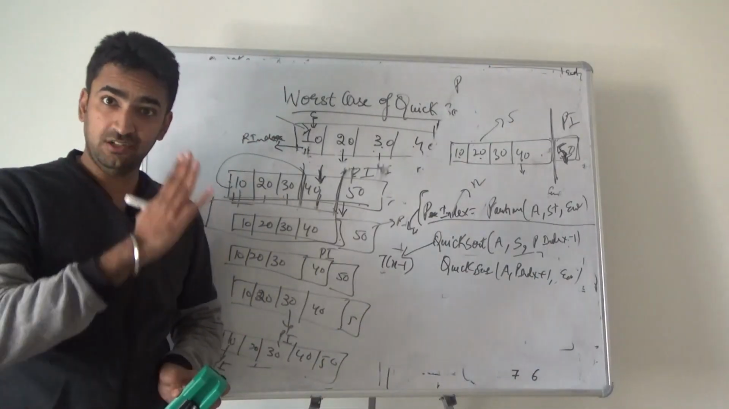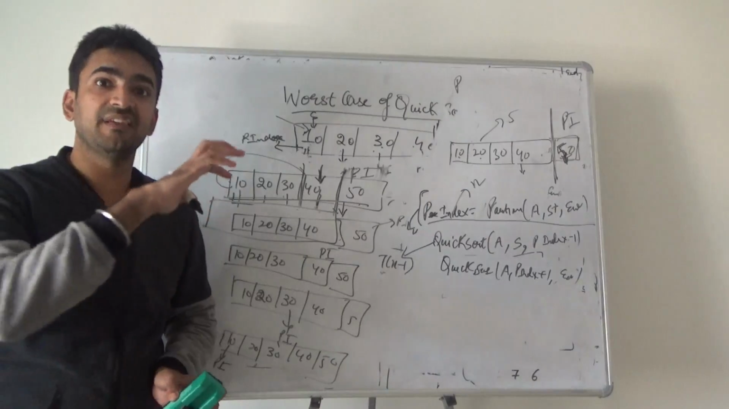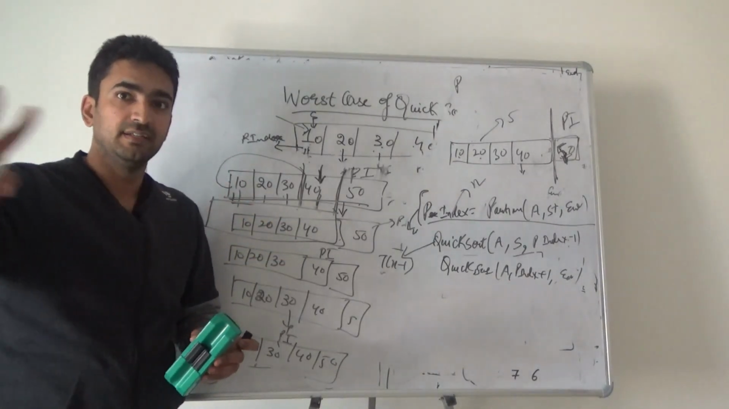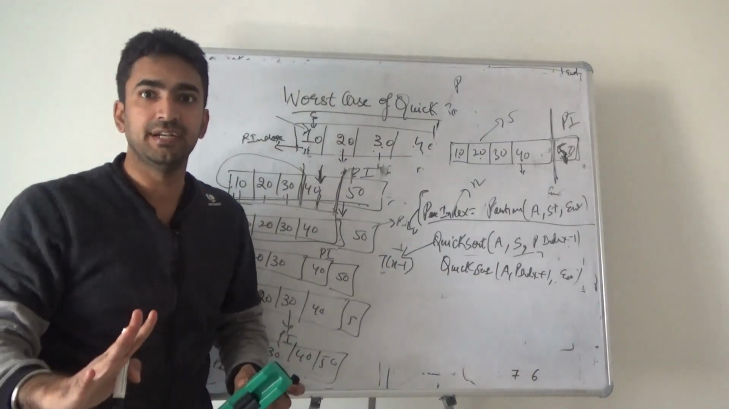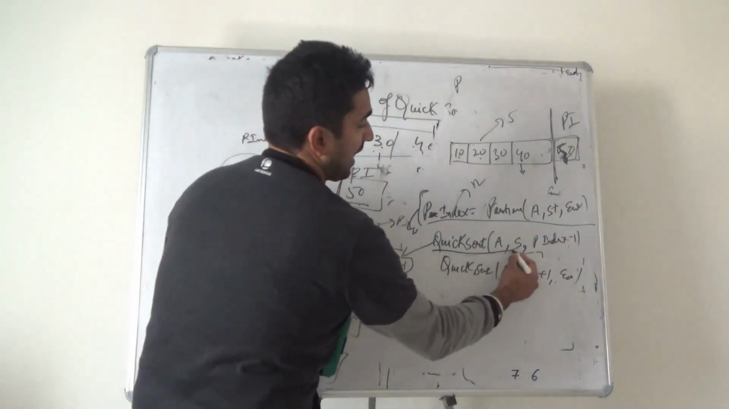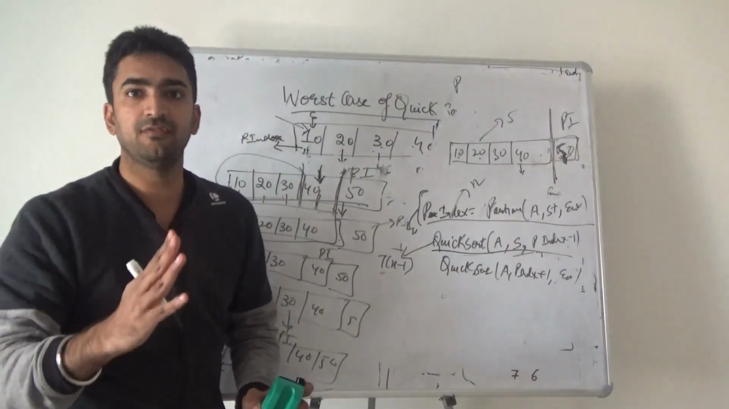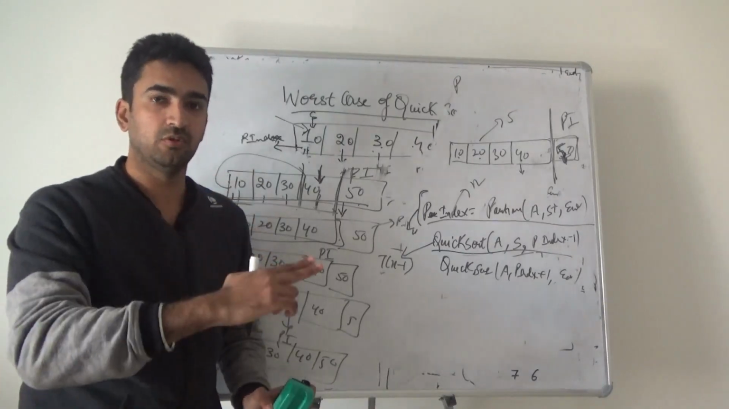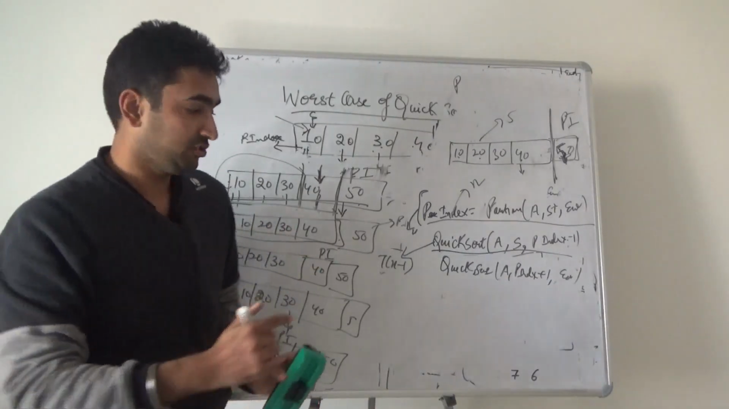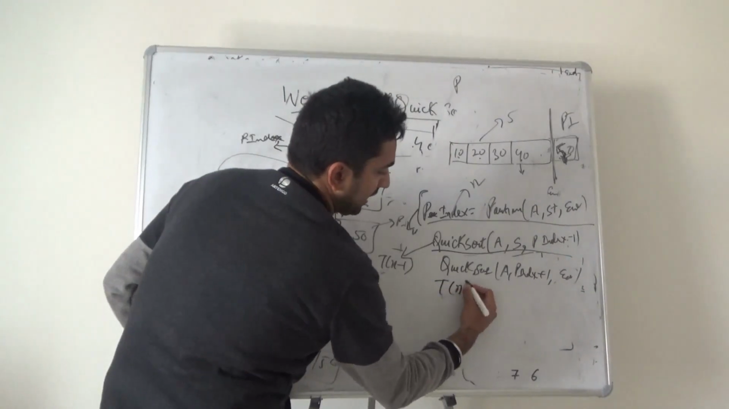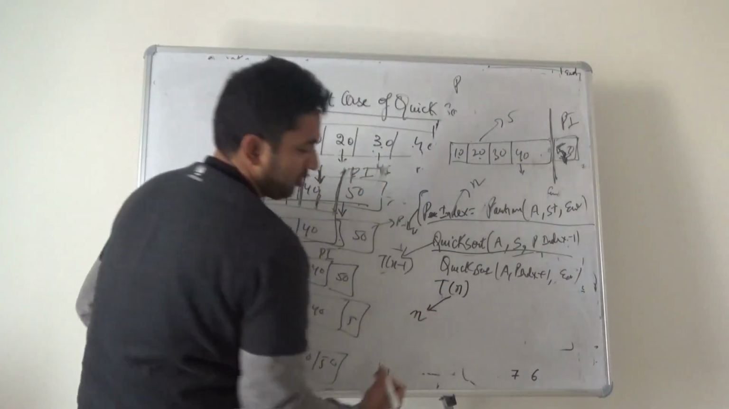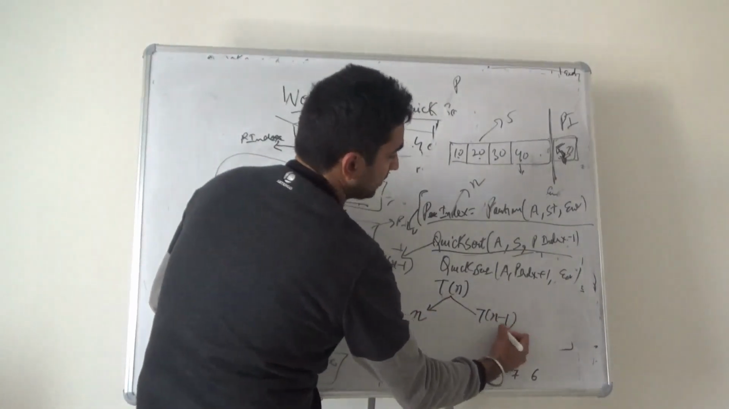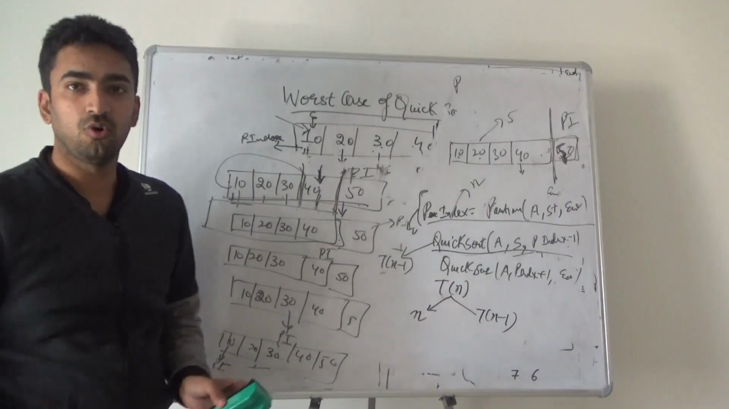Why? Because 10, 20, 30, 40 were on one side and 50 was on another side. So it wasn't getting divided. It has the elements 10, 20, 30, 40, and then we have to work for 10 to 40. Then we work for 10 to 30, 10 to 20 and eventually 10. So your entire time complexity is dependent upon n, which is the number of elements, and T of n minus 1. These are separate statements altogether.